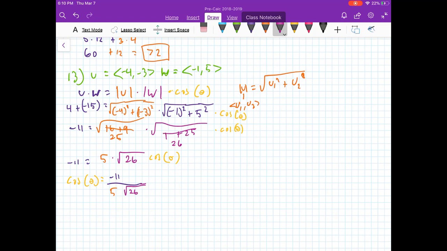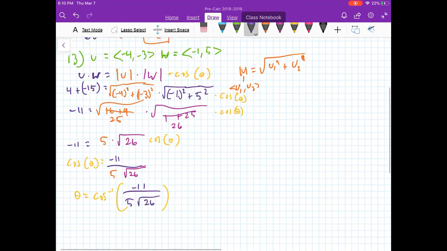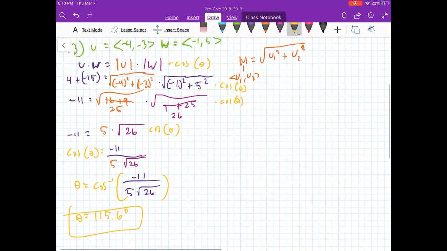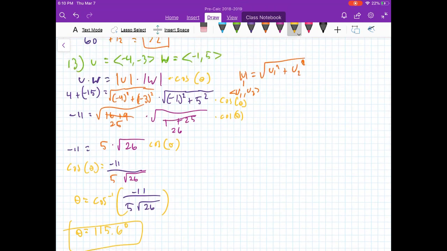Finally, if we want to find theta, we're just solving for theta, so we'd say theta equals the inverse cosine, because we just inverted the cosine, of all that business: -11 over 5 times the square root of 26. Now, if you plug this into your calculator, you should get something along the lines of theta equals 115.6 degrees. And that would be our answer. Great. So that's how we do problems like that in finding the angles between vectors.